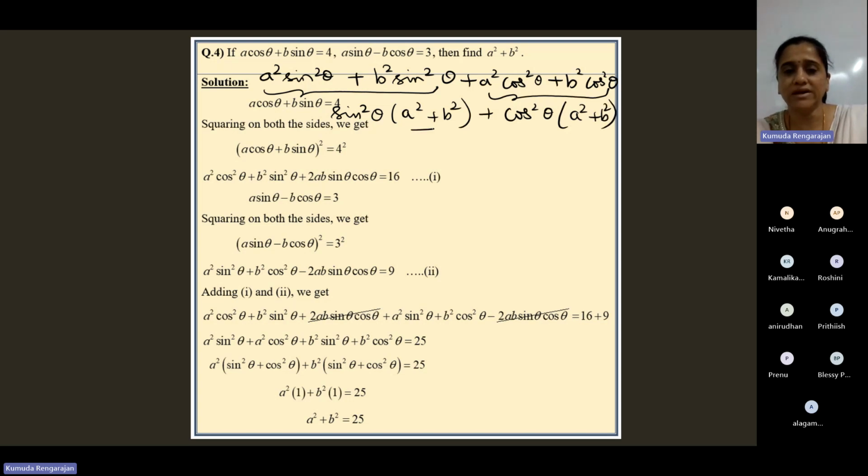So the next step will be a square plus b square. We should write it once. A square plus b square, we'll write it once. Then in the other bracket, what should you write, Keshav?